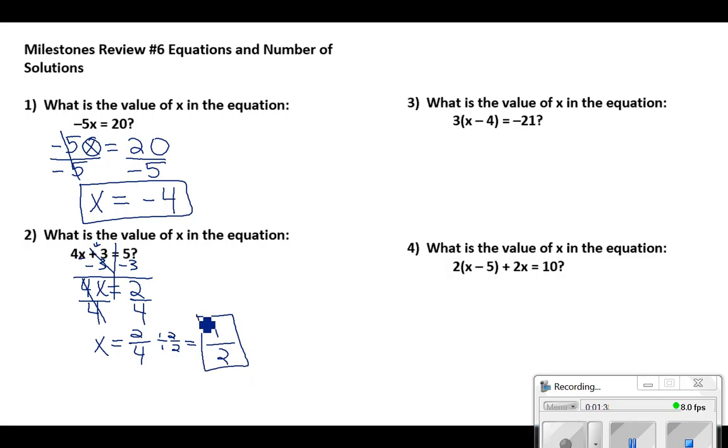Number 3. What is the value of x in the equation 3 times x minus 4 equals negative 21? We have the distributive property here, so we need to multiply the 3 by everything inside the parentheses. So we have 3x minus 12 equals negative 21. Now we've made a two-step equation. Draw a line down the equal sign. We're going to add 12 to both sides.